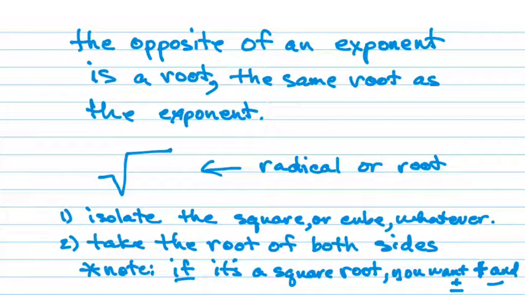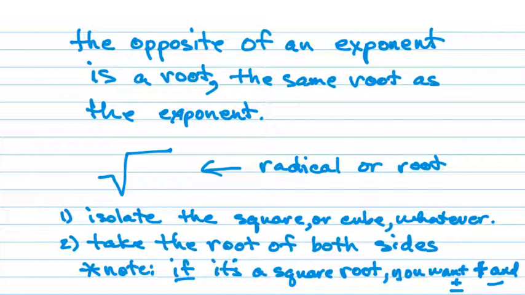Because think about it. If you have 9, 3 times 3 is 9, yeah? But isn't negative 3 times negative 3 also positive 9? Yeah. So there are actually 2 roots. The positive one is called the principal root, and then there's also a negative root, right? And usually you only want the positive one.